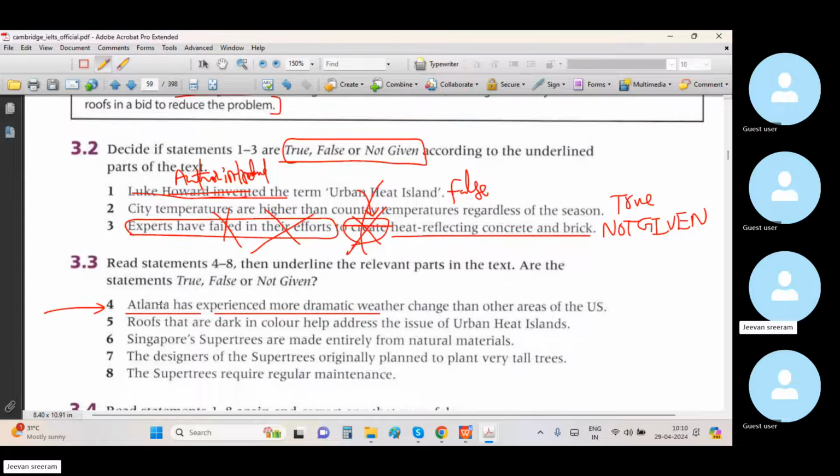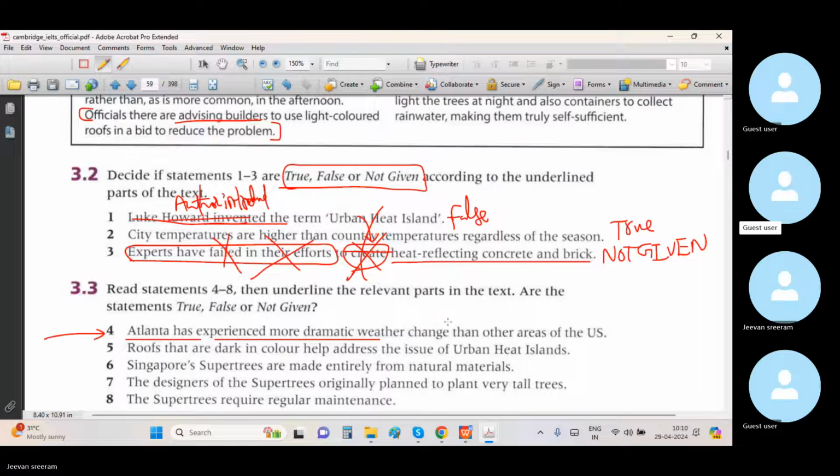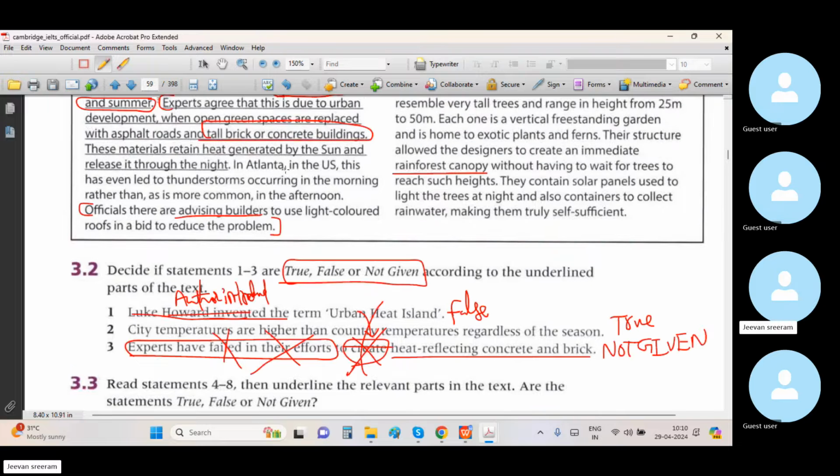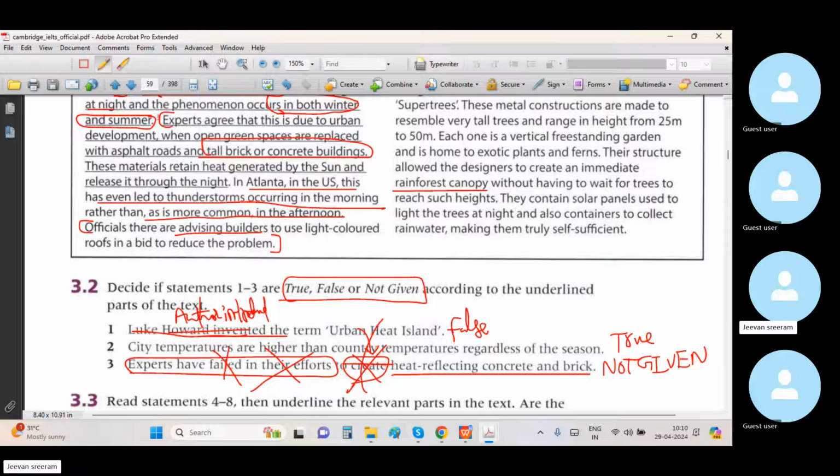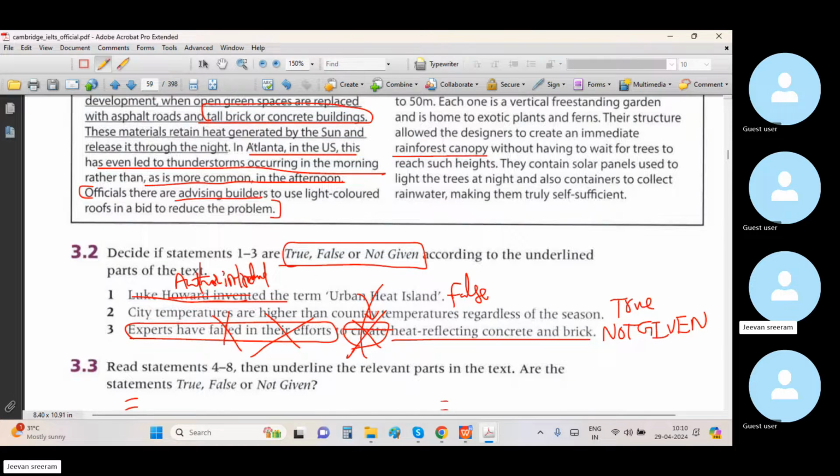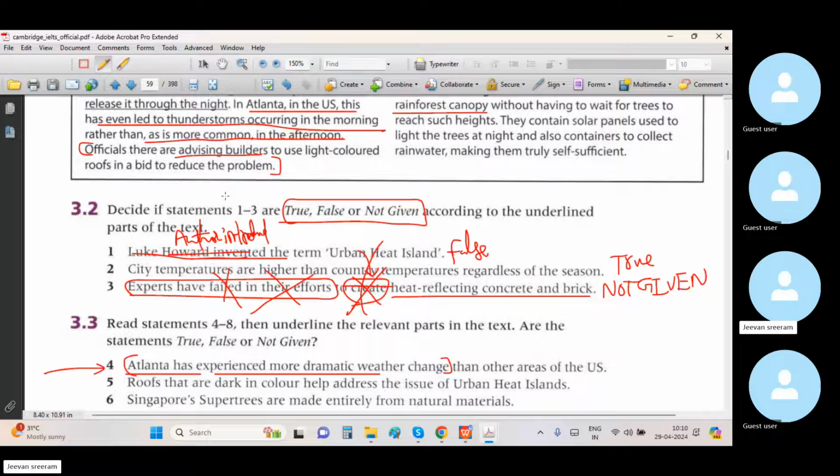Okay, let's see. Atlanta has experienced more dramatic weather change, that is absolutely true. In Atlanta, in the US, this has led to thunderstorms occurring in the morning rather than as is common. Generally thunderstorms happen in the afternoon, but they have started to occur in the morning as well, because heat is retained and released through the night. So due to this phenomenon, Atlanta is experiencing thunderstorms even in the mornings. So yes, there is a dramatic weather change.